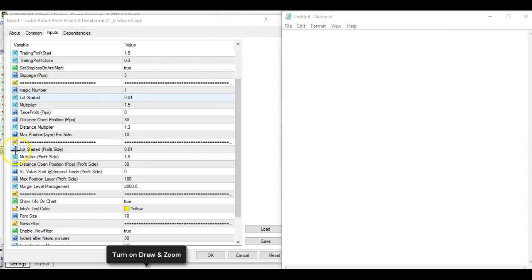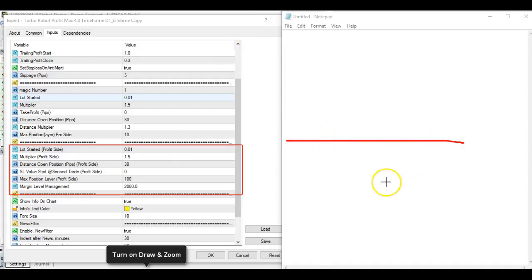So now we will move on to anti-martingale. Okay, for anti-martingale, we will use the same concept. So you have your starting lot size. It's just like this, the same as what we have done. This is your starting lot size, let's say 0.01. This is up to you. You can change the lot size. Maybe you can put multiplier 1.5, and distance is 30, and your SL value.